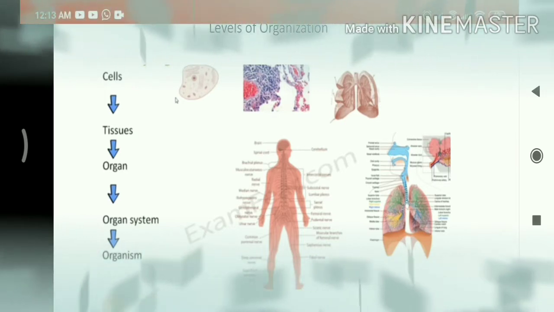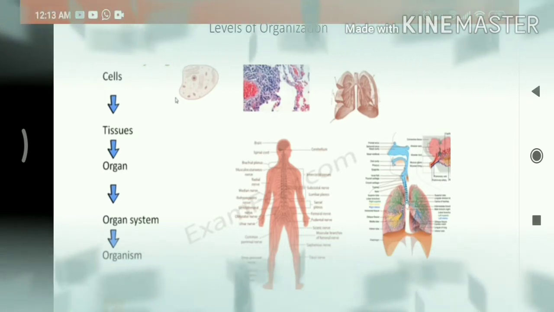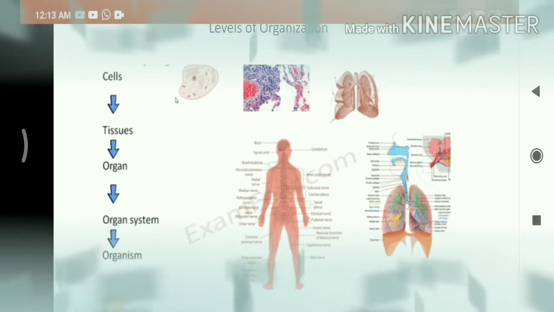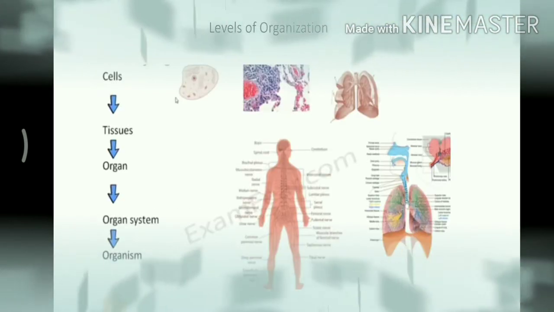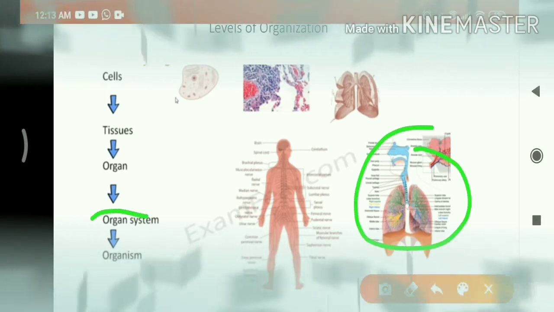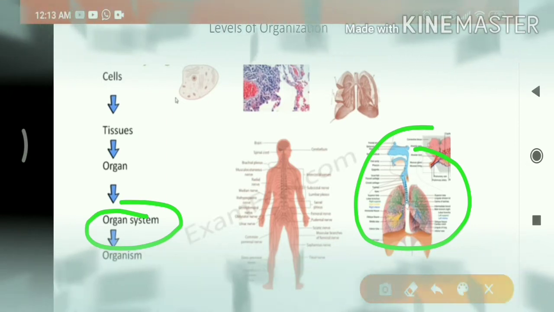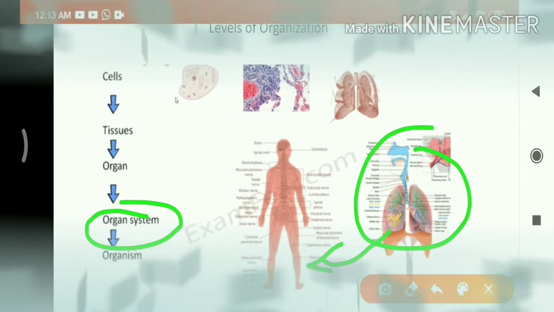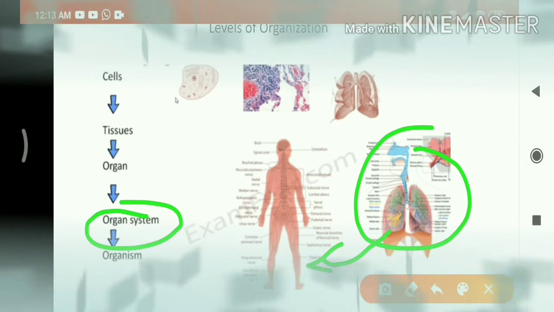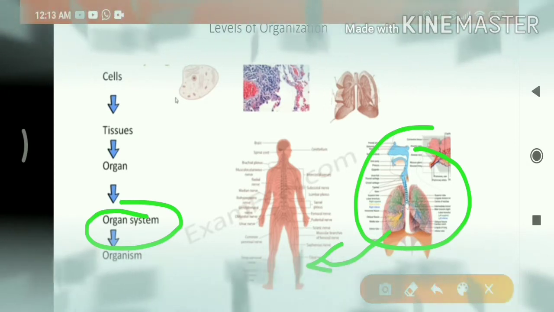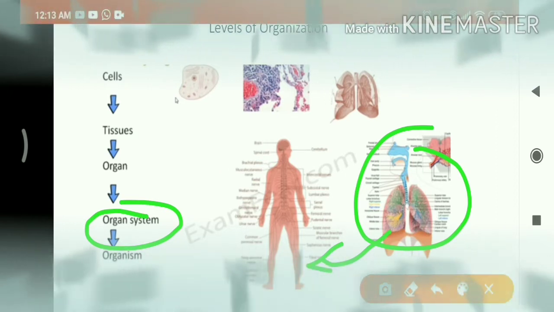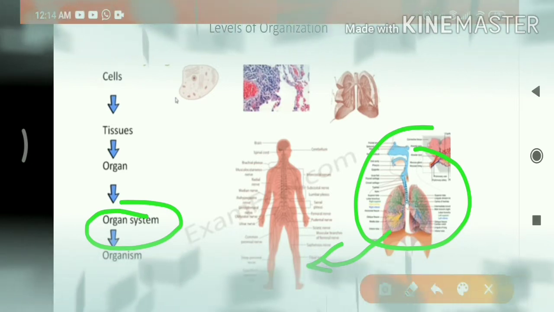Nose is an organ, trachea is an organ, lungs is an organ, right? So these different organs are grouped together to perform a function. Which function? Respiration. That is the need of your body, right? So these group together to form an organ system. When all these organ systems are grouped together, they form a particular organism, a multicellular organism.